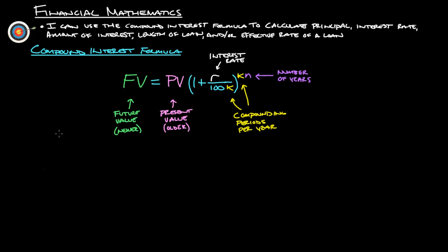All right, so first things first, compound interest formula. This is the formula that you will get on your IB test. It's FV, which stands for future value, the newer value, equals PV, present value, or the older value, times 1 plus r over 100, where r is the plain interest rate, not as a decimal, because dividing by 100 here is going to turn that into the decimal. And then k is the compounding periods per year, and n is the number of years. So that's our formula.